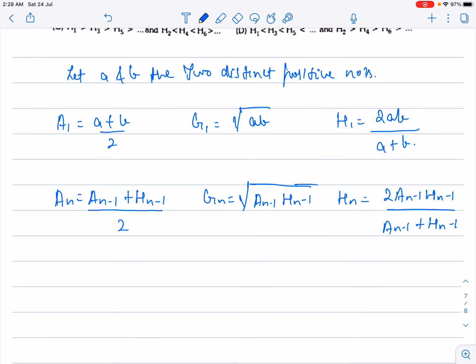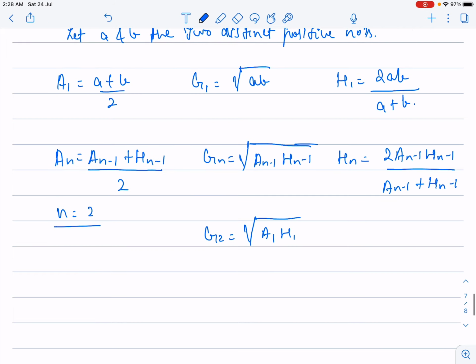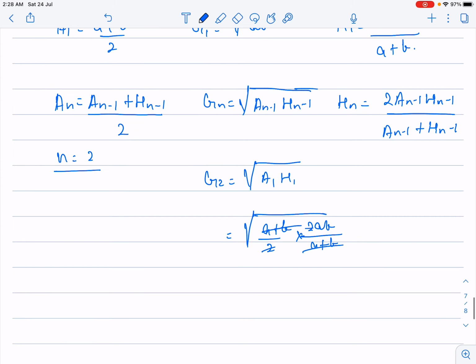Now guys, they told n is greater than or equal to 2. So as soon as I keep n value as 2, I get the value of g2 as square root of a1 dot h1. That implies square root of a1, what do we know? a plus b by 2. And h1, what do we know? 2ab upon a plus b. That means a plus b will be gone, 2 and 2 will be gone. So g2 will become what? Root of ab only.